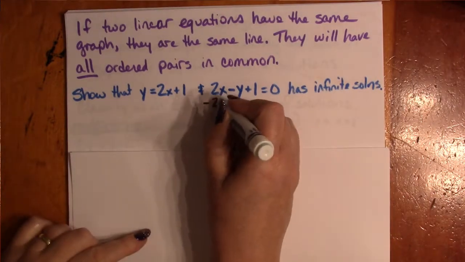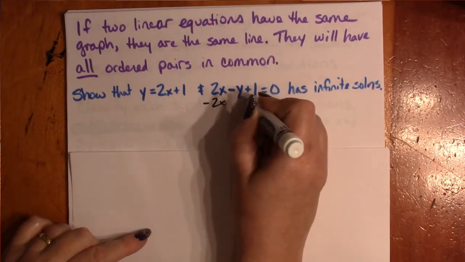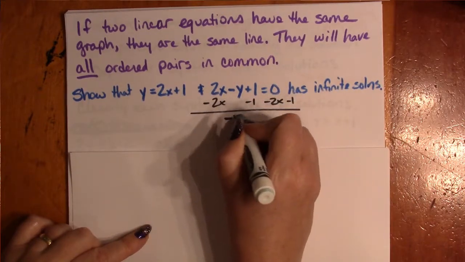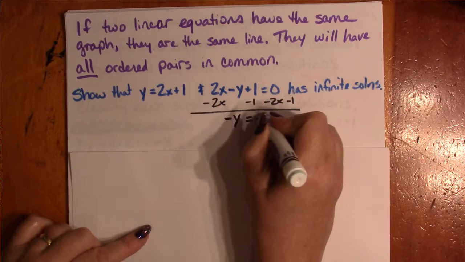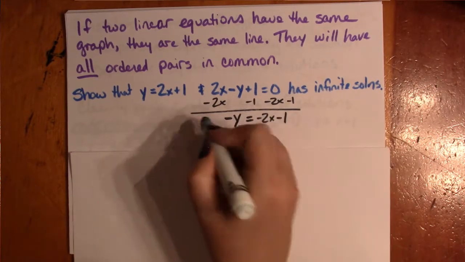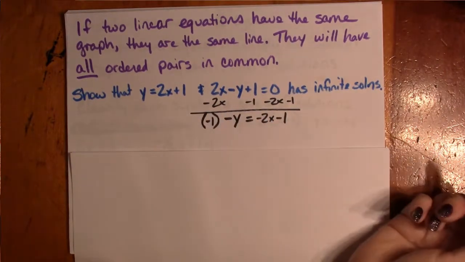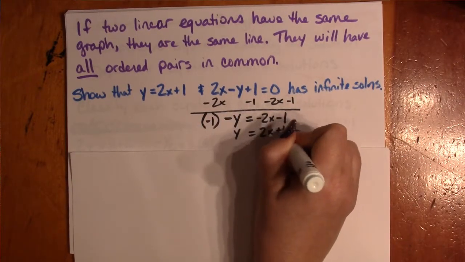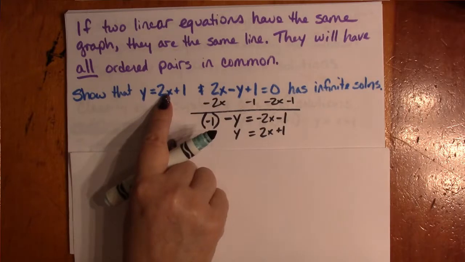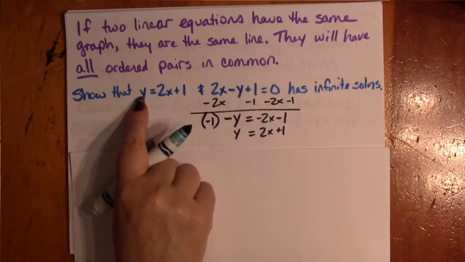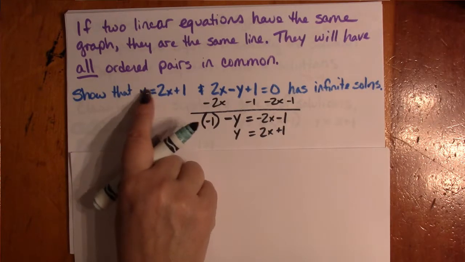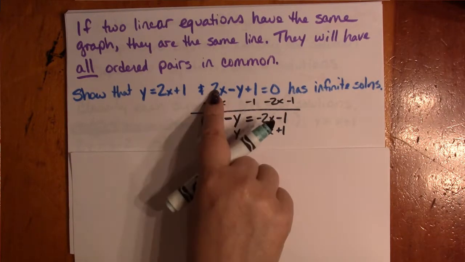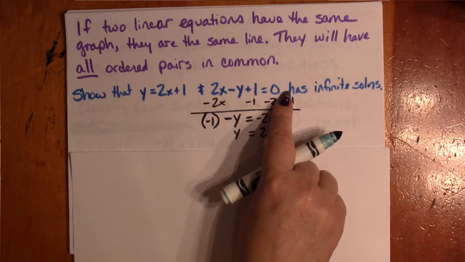We're going to subtract 2x from both sides. We're going to subtract 1 from both sides. We're going to end up with negative y equals negative 2x minus 1, and then we're going to multiply the whole thing by negative 1, and we end up with y equals 2x plus 1, and look, they're the same lines. So any x and y that will solve this equation will also solve this equation because they're the same thing.